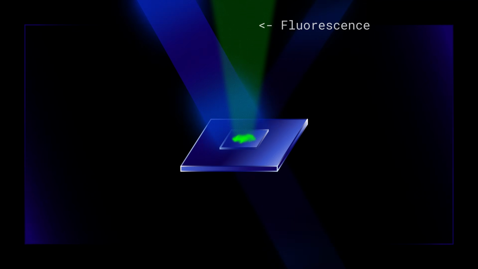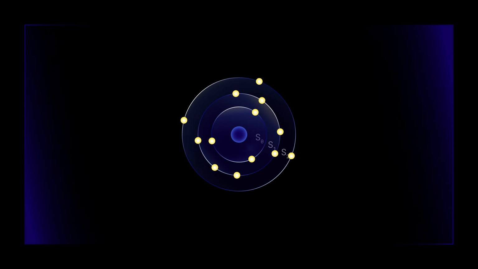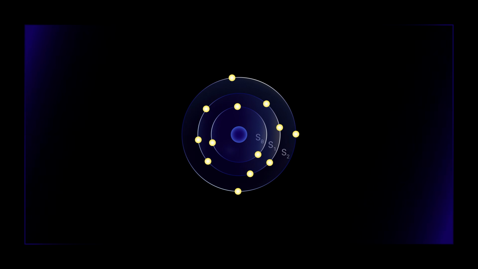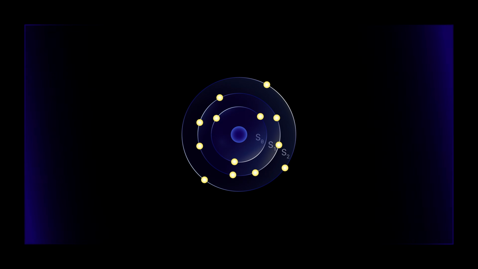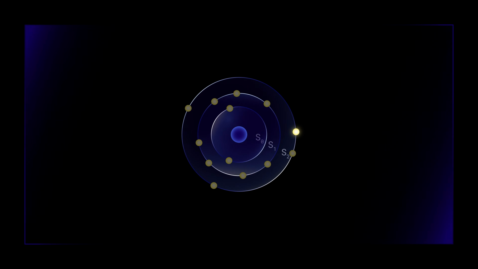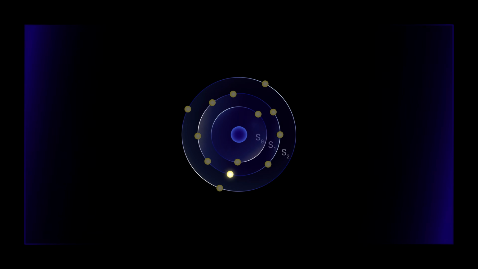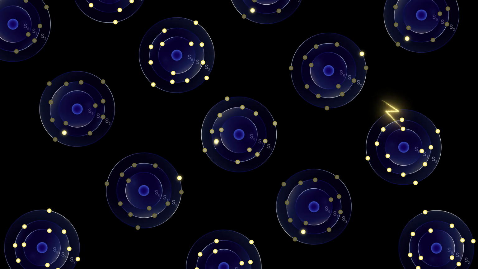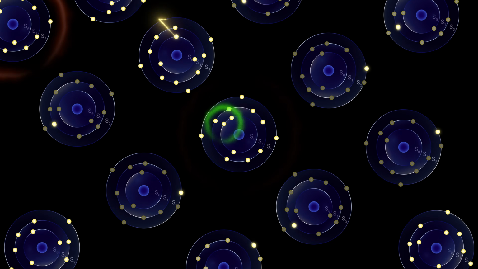This is fluorescence. When a molecule called a fluorophore absorbs a photon of high energy, usually ultraviolet or blue light, one of its electrons is excited from the ground state to a higher excited singlet state. The excited electron quickly loses some energy through vibrational relaxation. This brings it to the lowest vibrational level of the excited state. The electron then returns to the ground state, releasing the remaining energy as a photon of light.